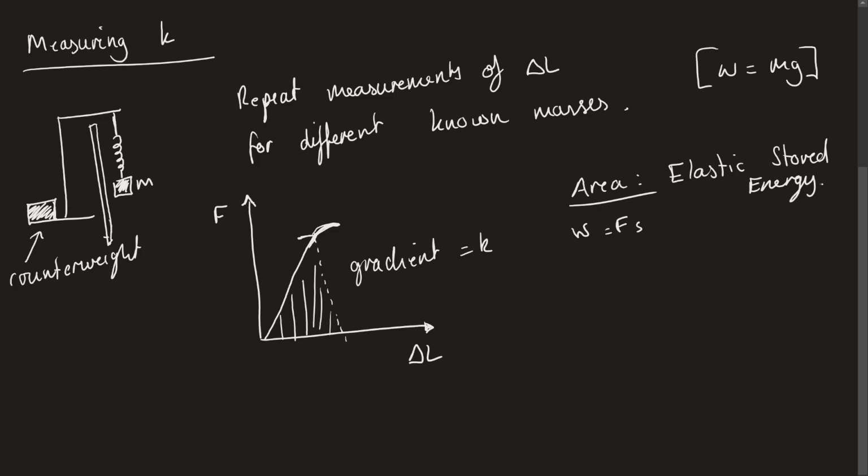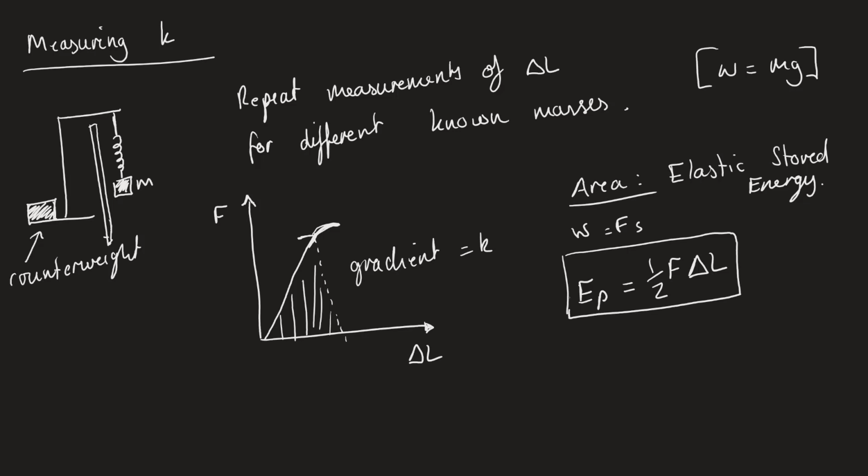So when it's fully extended, it obviously wants to go back to being not extended, so it will store some amount of elastic potential energy. And that elastic potential energy I'm going to call EP. And that is then just the area of this, which is the force times the change in length divided by 2, because it's a triangle. Okay, and now you can measure how much energy is actually stored inside a spring that you've extended.